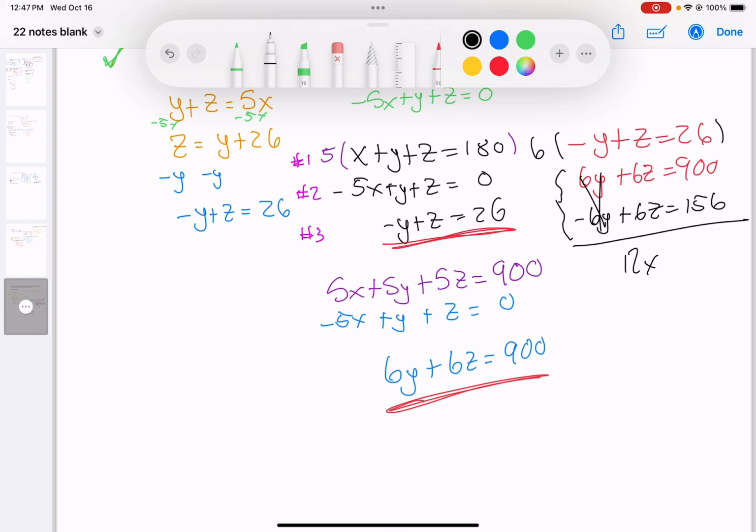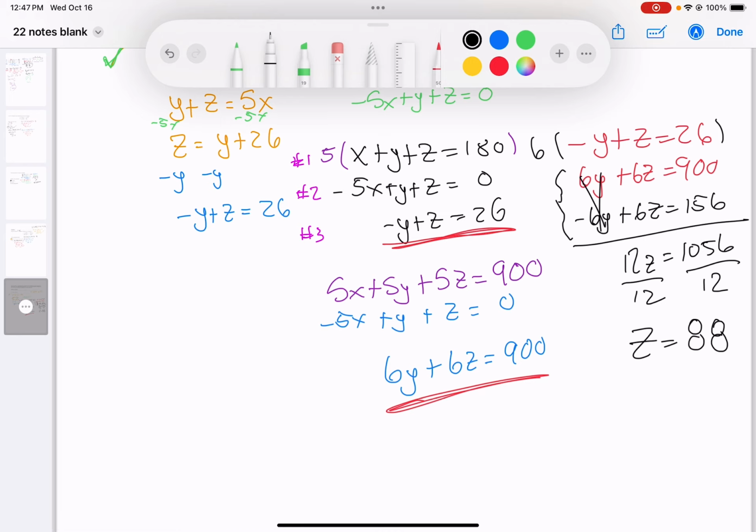So I've got 12x plus... Oh, it's not an x either. Careful. 12z equals 1056. Divide by 12, divide by 12. And I get 1056 divided by 12 equals 88.